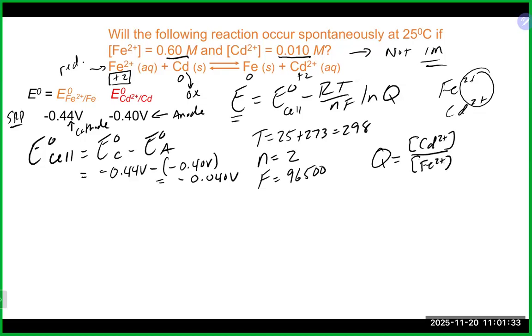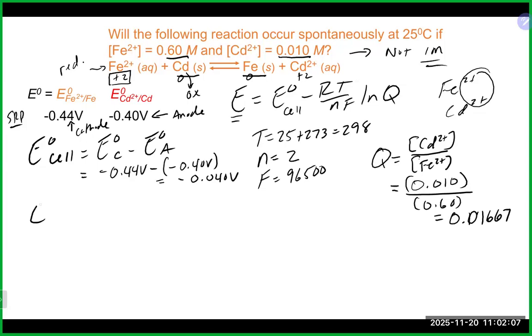The solids obviously would not be included, because they are not solutions and don't have any type of concentration. We'll put in our values for our cadmium, which would be 0.01, and 0.6 for the iron, it looks like. That's going to get us 0.01 divided by 0.6, 0.1, sorry, 0.01667. All right, so that is everything, I think.